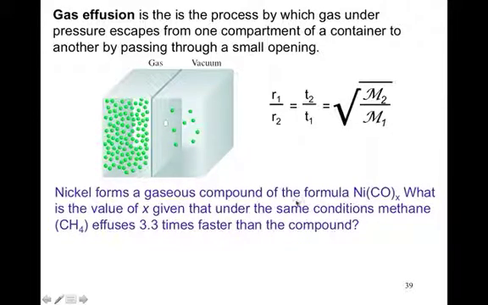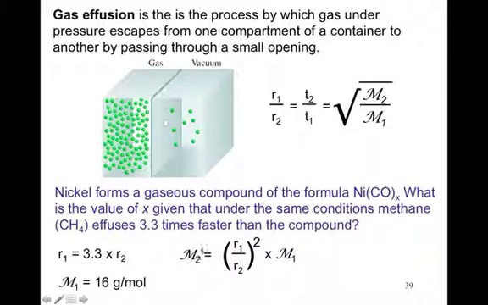Nickel forms a gas compound with the formula Ni(CO)x. What's the value of x given that under the same conditions, methane effuses 3.3 times faster than the compound? And so what we can say is, okay, R1 is equal to 3.3 times R2 because we're 3.3 times faster than R2. And the molecular mass of CH4 is 16 grams per mole. So then we can rearrange this equation of R1, R2, M2, M1 to solve for M2, the molecular mass. And we have R1 over R2 squared times M1.